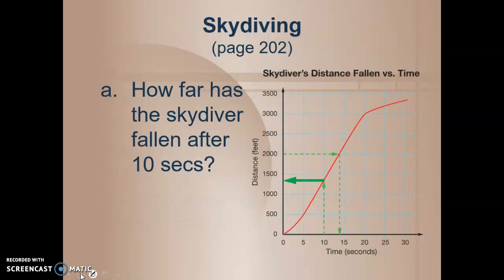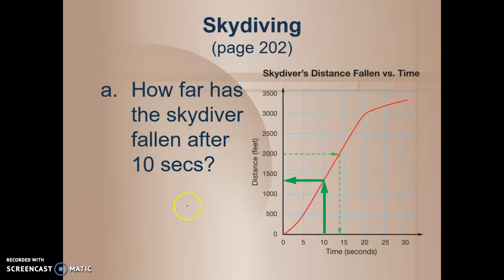And on page 202, you can see that there is a skydiving example. So let's answer some questions about this particular graph. On the bottom, our independent variable is the time, and our dependent variable is the distance. Distance changes with time. Time does not change with distance. We can use this graph to answer this question.